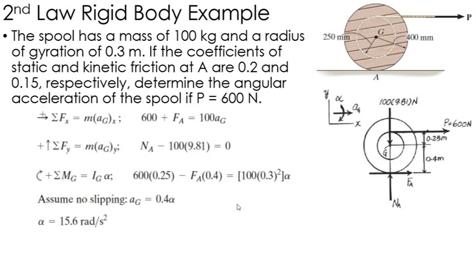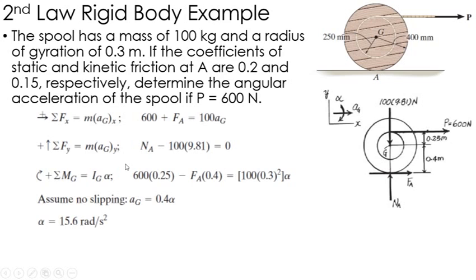So when I do that, basically I can solve for alpha now, because I can find NA. I know aG, excuse me. So between aG and FA, these top two equations, I can solve for alpha as that.